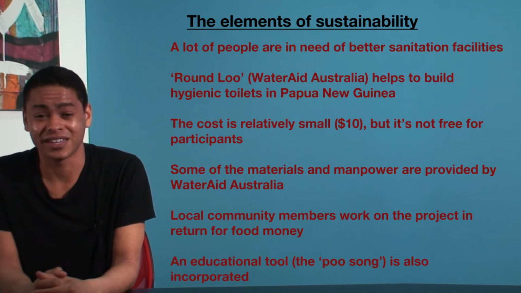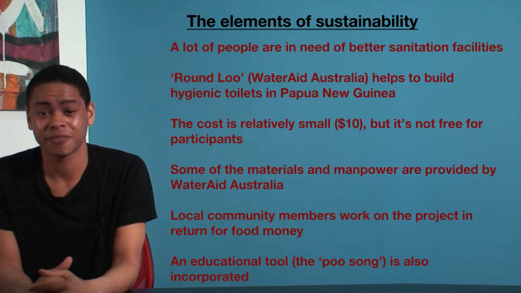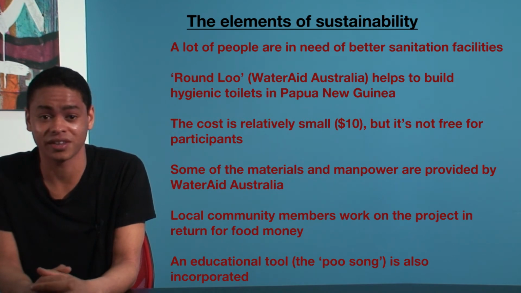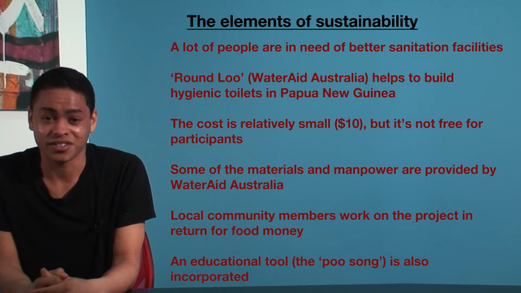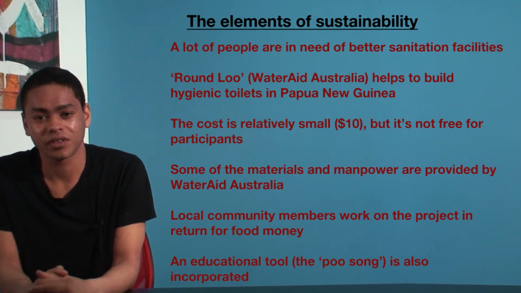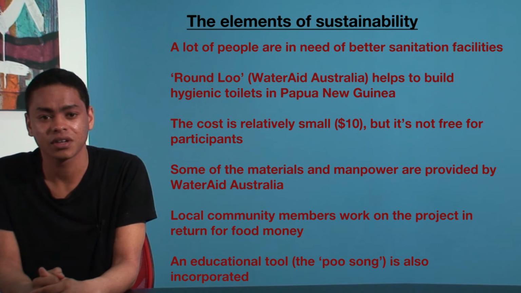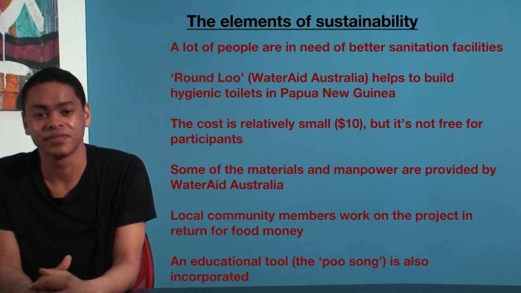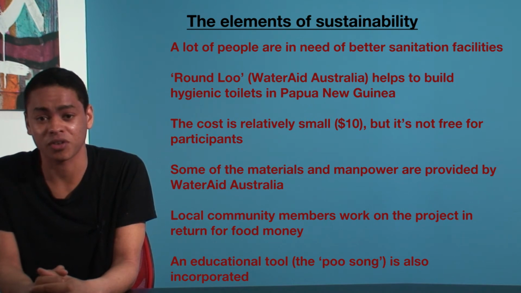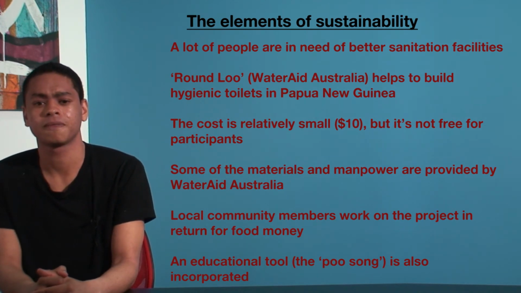A lot of people are in need of better sanitation facilities. Round Loo, WaterAid Australia, helps to build hygienic toilets in Papua New Guinea. The cost is relatively small, $10, but it's not free for participants. Some of the materials and manpower are provided by WaterAid Australia. Local community members work on the project in return for food or money. An educational tool, the poo song, is also incorporated.